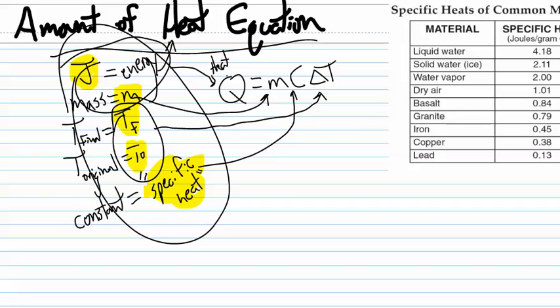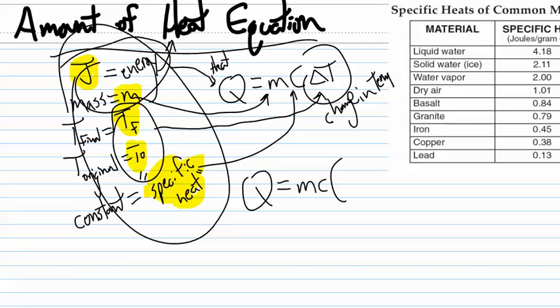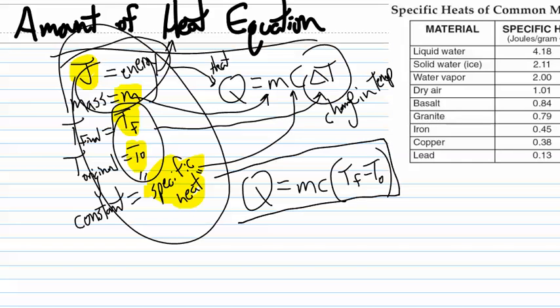So Q is heat. Now, if you don't like this delta T thing, you can simplify that a little bit. Q equals MC, and delta T is the change in temperature. So it's actually temperature final minus temperature original. That should look kind of familiar to you because earlier in the year we had what? Acceleration was change in velocity over time. So we had VF minus VO. So anyway, here it is. That is the equation that solves for how much heat it takes to do something.